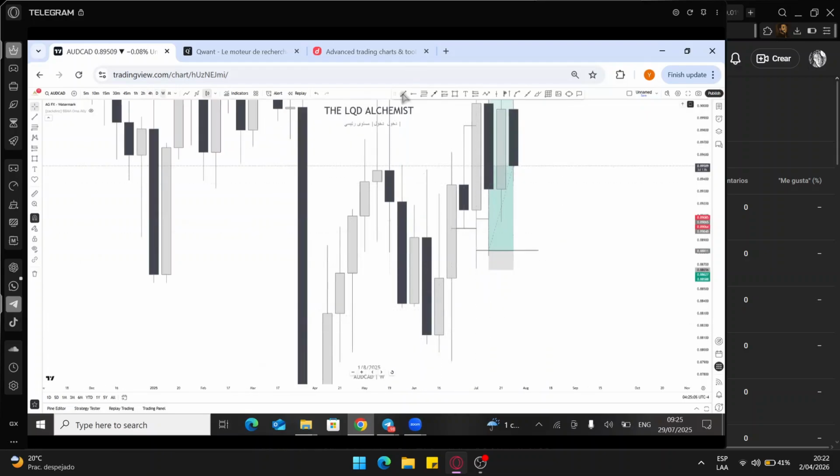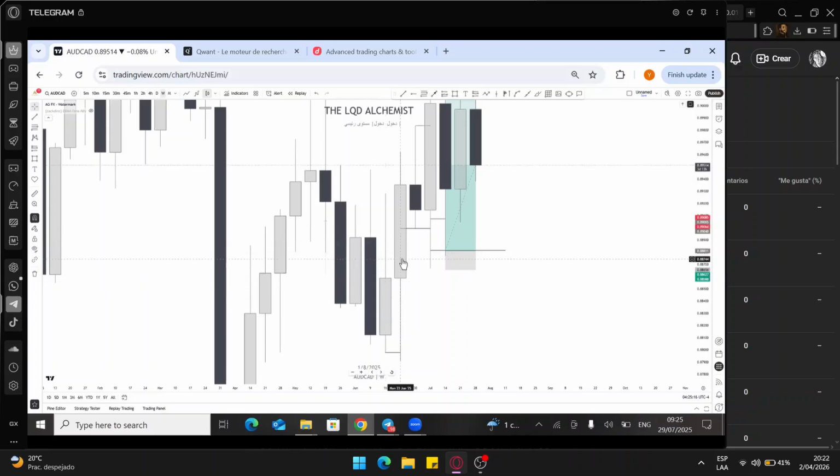What do you have? You have price that took out the previous week low. Can you see? Here we don't have an engulfing, but this is an engulfing. If you've studied these Malaysian strategies well, you notice this is also an engulfing. This is a type of engulfing.